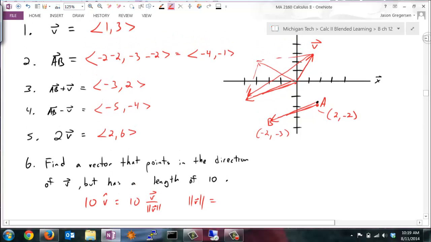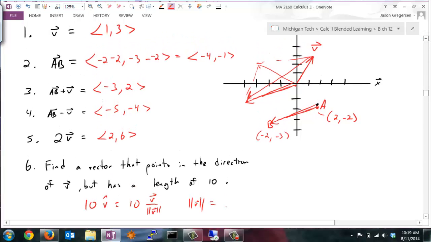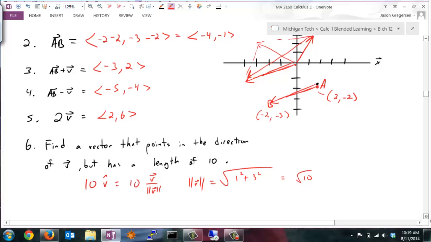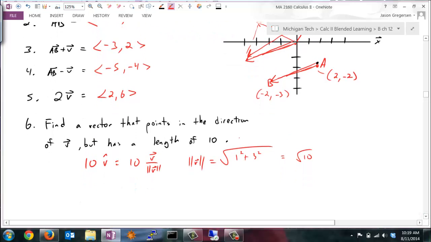Well, it's the vector 1, 3. So this should be the square root of 1 squared plus 3 squared. Looks like it's the square root of 10. So what is this vector here? This vector is 10 over the square root of 10 times the vector 1, 3.